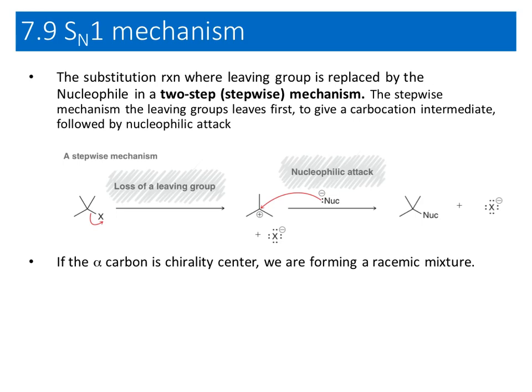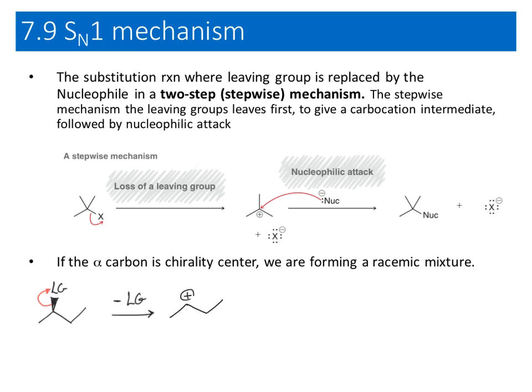So if the alpha carbon that we are forming in the product is a chirality center, we are going to form a racemic mixture. And if you remember, a racemic mixture was the mixture of both enantiomers. So let's look at this example. So imagine that we have this substrate. So through SN1 mechanism, what should happen first is that the leaving group leaves the molecule, and we are going to form a carbocation.